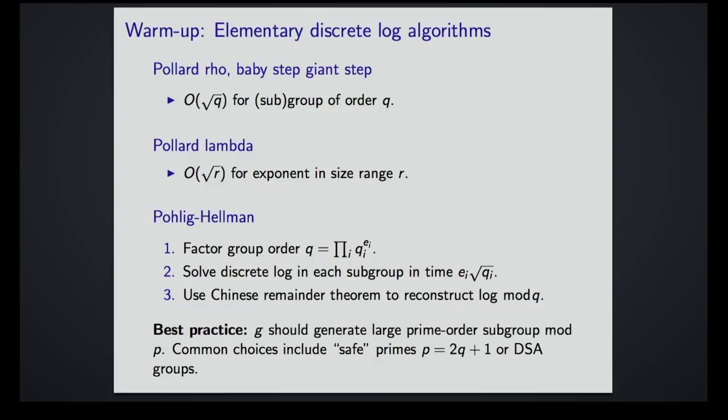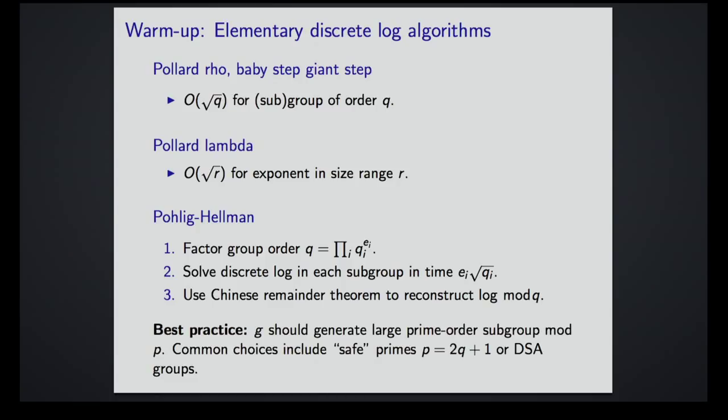The best practice is that when you're giving real-life Diffie-Hellman parameters, your group generator should generate some large prime order subgroup mod p. Common choices are safe primes, where p is, say, 2 times some prime q plus 1, so that you have as large a subgroup as possible.